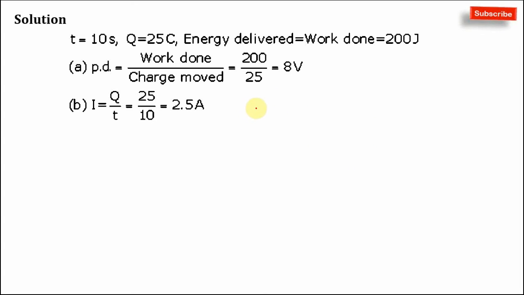So here W upon Q, the value of W is 200 joules, and the value of quantity of charge, that is the value of Q, is 25. So 25 eights are 200. Therefore the final answer is 8 volts, and after that we need to find the value of electric current. Here is the formula for finding the electric current, and simply put the given data, the value of Q is 25 and the value of T is 10 seconds. In the denominator is 10, so simply put the decimal point here, and the final answer is 2.5 ampere.